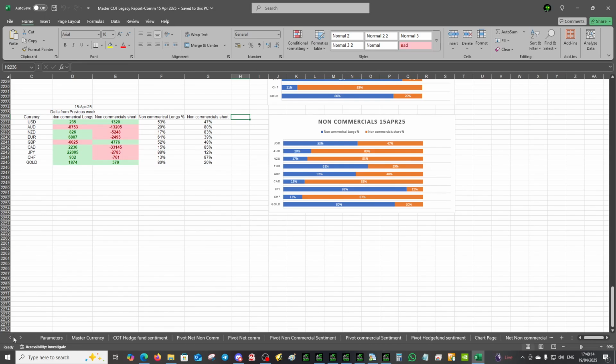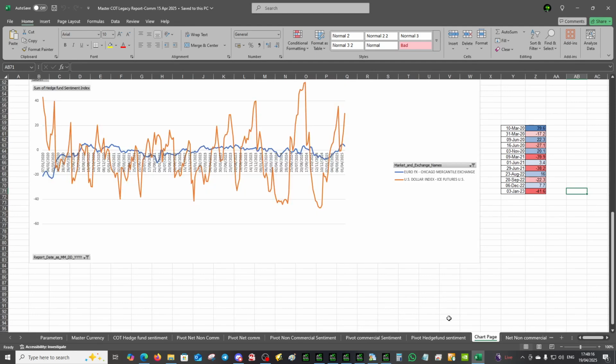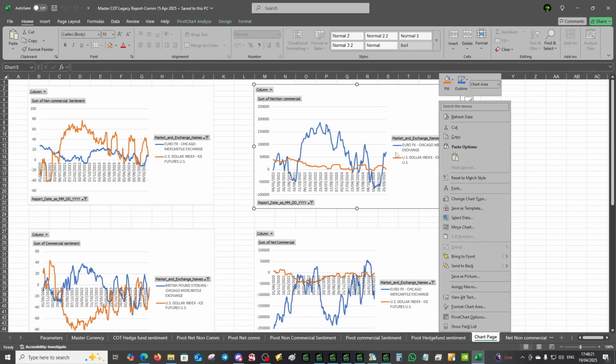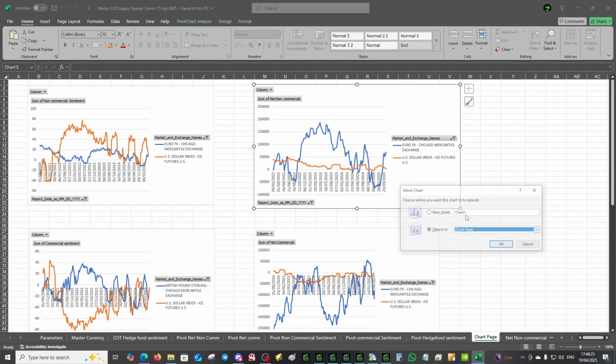This is the first time I've seen this, so we can go through it together. How are we looking? Euro did tick up higher, so that's fine. The dollar came down. Move chart.